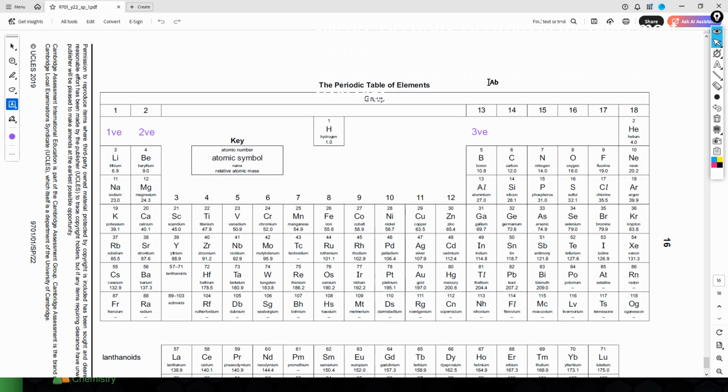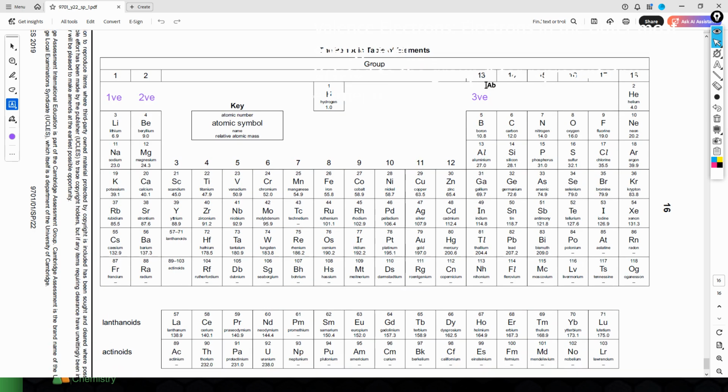So elements in the 13th group have 3 valence electrons. 14th have 4 valence electrons. 15 have 5. 16 have 6. 17 have 7. And the noble gases have 8 valence electrons. So by just looking at the group number, we can tell how many electrons are in the outermost energy level of an element.